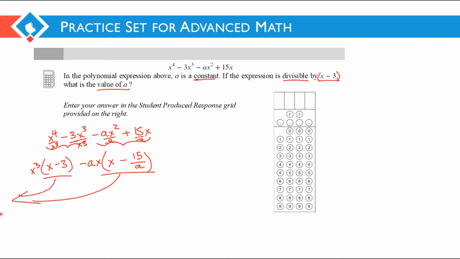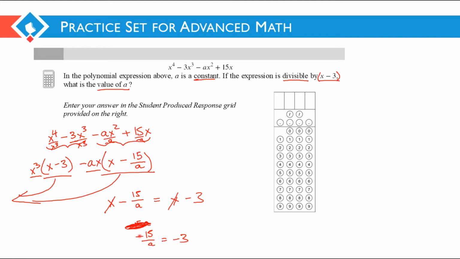I want the x minus 3 on the outside, and I should be left with this x cubed minus ax on the inside. So in order to do that, I need to make sure that this x minus 15 over a is equal to x minus 3. That's all I really need to do. So I can go about this very easily by subtracting x from both sides, so this x will go away. And that leaves me with negative 15 over a is equal to negative 3.